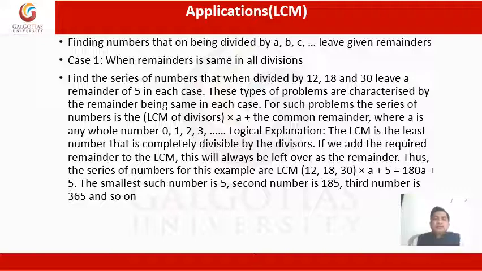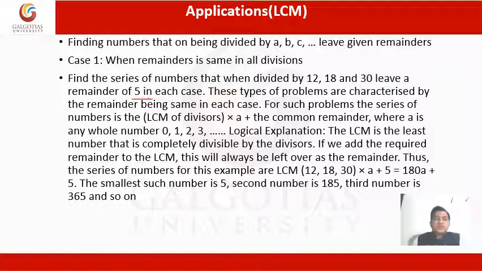Now let's take one question which is a bit application based. There are numbers 12, 18 and 30. Find out the series of numbers that when divided by 12, 18 and 30 leave a remainder 5 in each case. Did you understand the question?